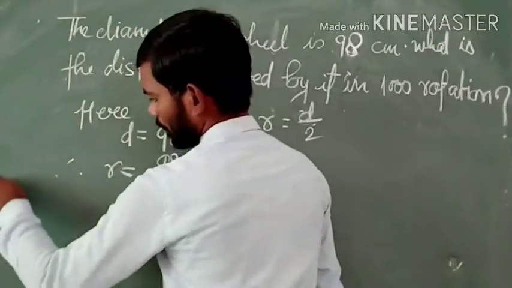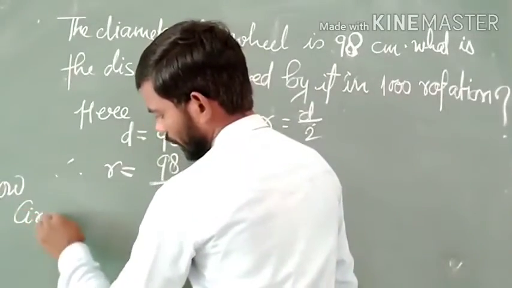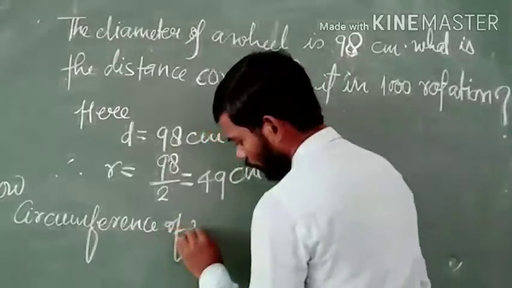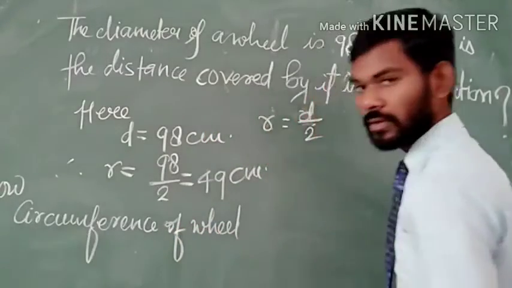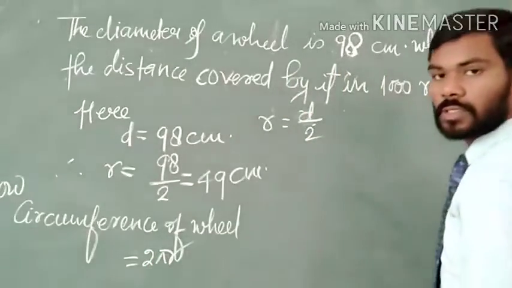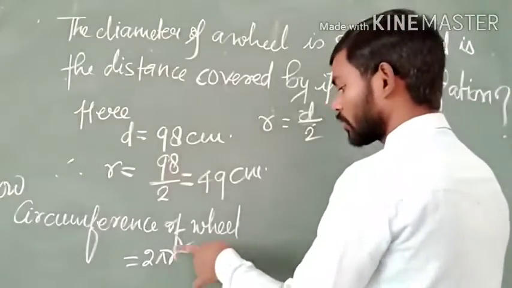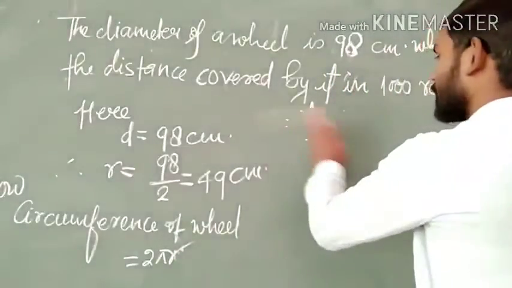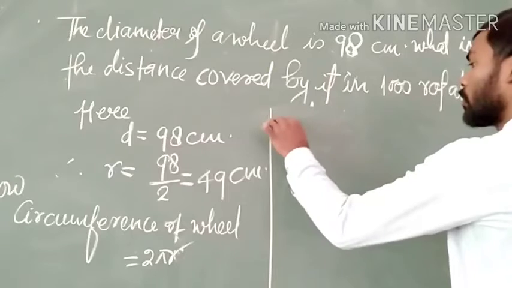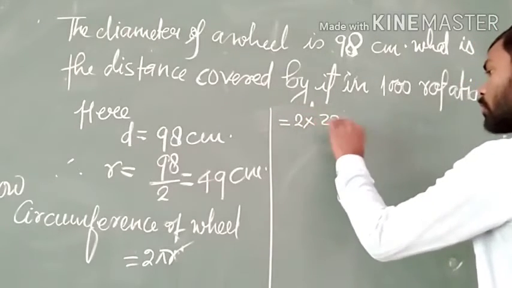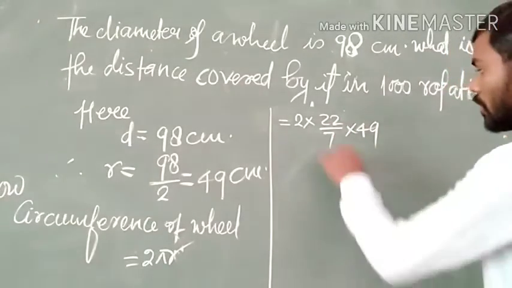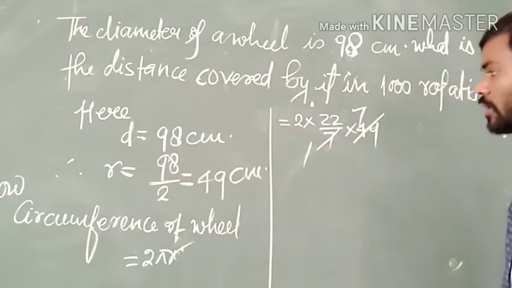Now the circumference of the wheel is equal to 2 pi r. This is the circumference, that is 2 pi r. Now we shall substitute the value, and we get our result. So it will be equal to 2 multiplied by 22 upon 7 multiplied by 49. 7 on the 7, 7 7s are 49.